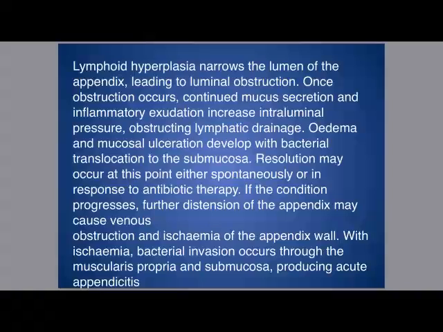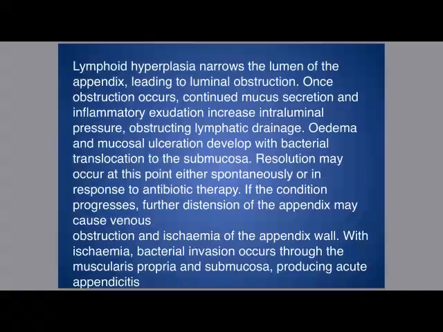And this resolution either occurs spontaneously or in response to treatment, usually with antibiotic therapy. If the condition progresses without resolution, further distension of the appendix may cause venous congestion and ischemia of the appendix wall. With ischemia, bacterial invasion occurs through the muscularis propria and submucosa, producing acute appendicitis, which, you should know, is one of the forms of localized peritonitis. If left untreated and perforation occurs, the localized peritonitis may become diffuse peritonitis. The fear of acute appendicitis is the widespread peritonitis if perforation occurs.